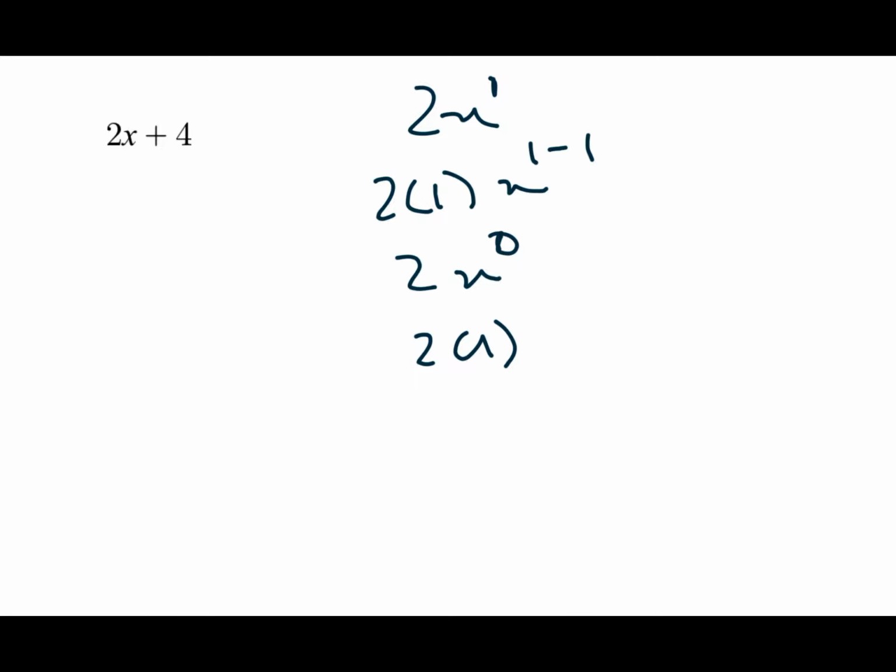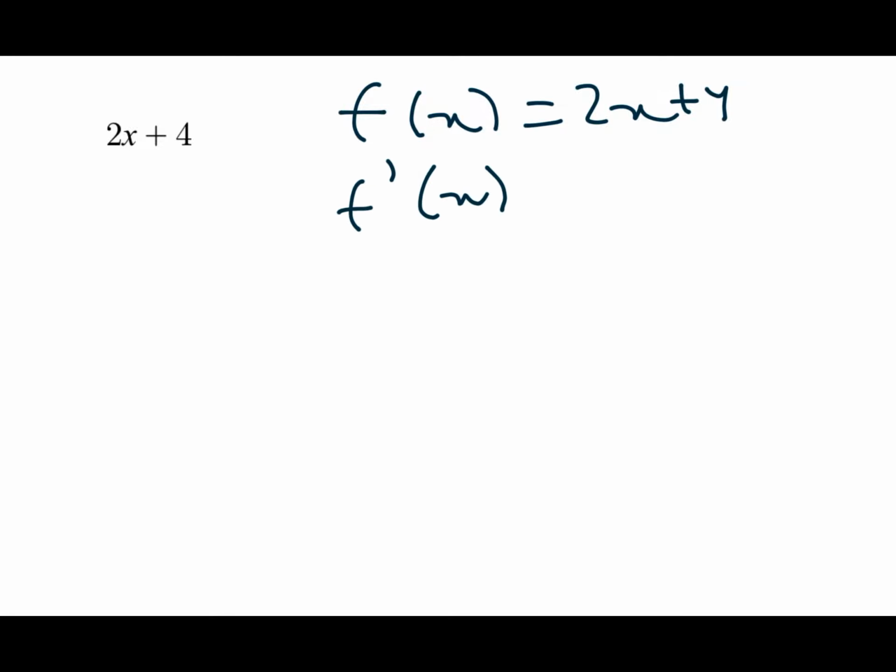So first off, what's the derivative of 2x? It's 2x to the power of 1, right? Multiply the 2 by the 1, and the exponent will be 1 minus 1, so x to the power of 0 is equal to 1. 2 times 1 is equal to 2. And then the derivative of 4, as we mentioned earlier, the derivative of any constant is just equal to 0.